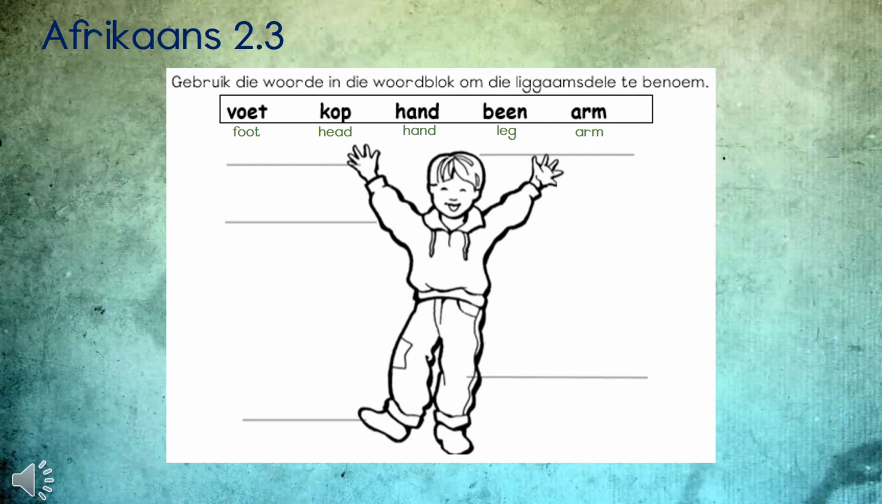The first one is foot, and that is your foot. Next, kop, that is your head. Hand, that is your hand. Been is your leg. And arm is your arm. Now use these words to label the picture.